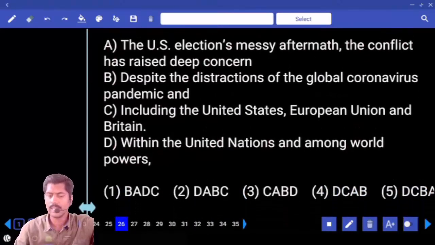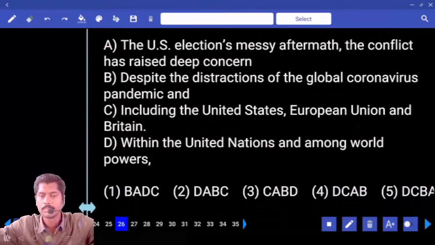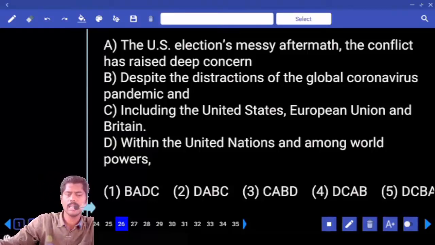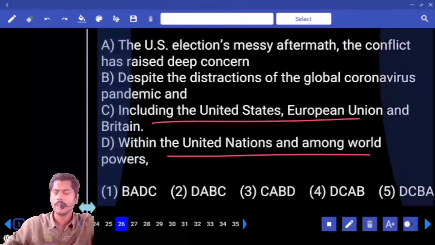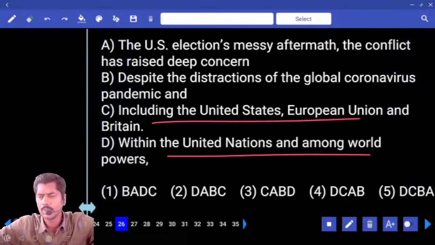The US elections. Messy aftermath. The conflict has raised a deep concern despite the distractions, pandemic, and concern including concern within. I'm not sure, but look at this, C and D: including the United States, European Union and Britain, within the United Nations and among world powers. Where should I add? DC.